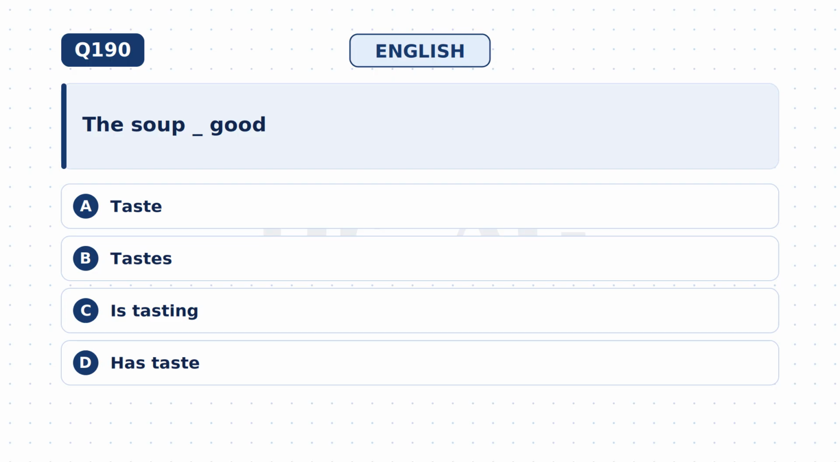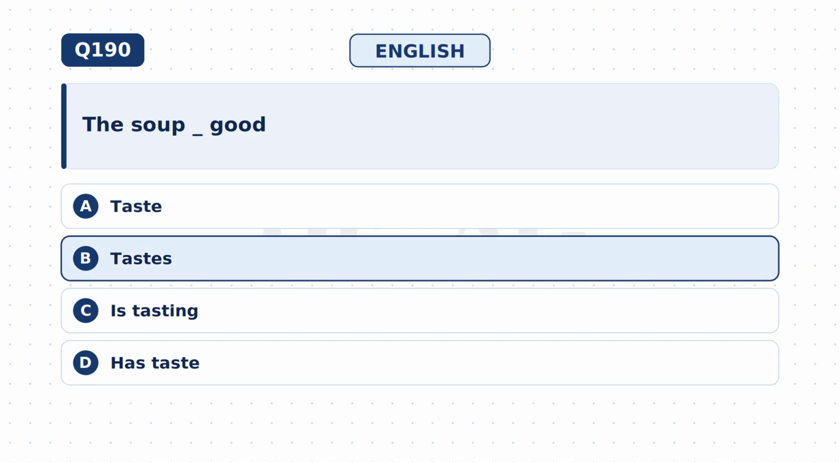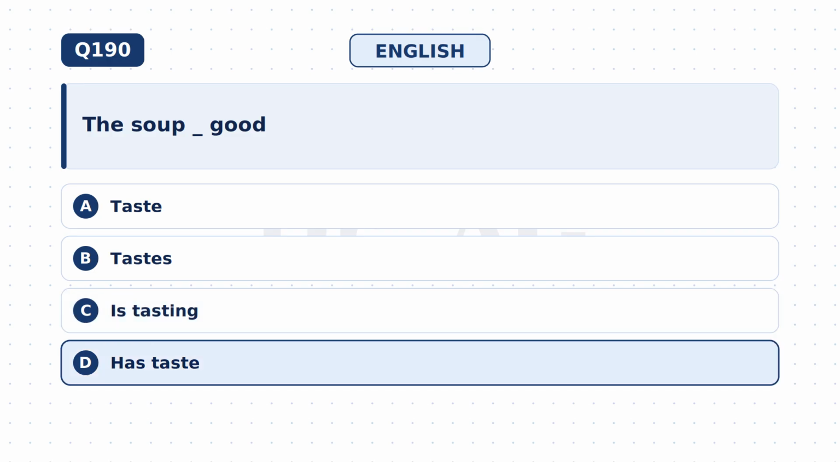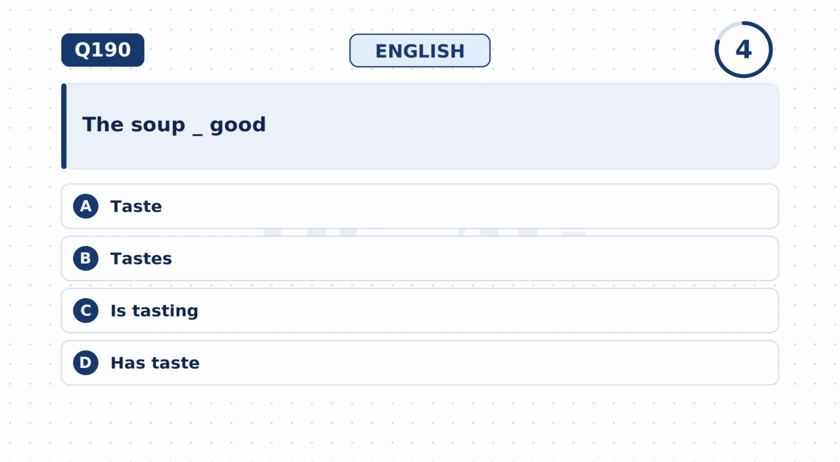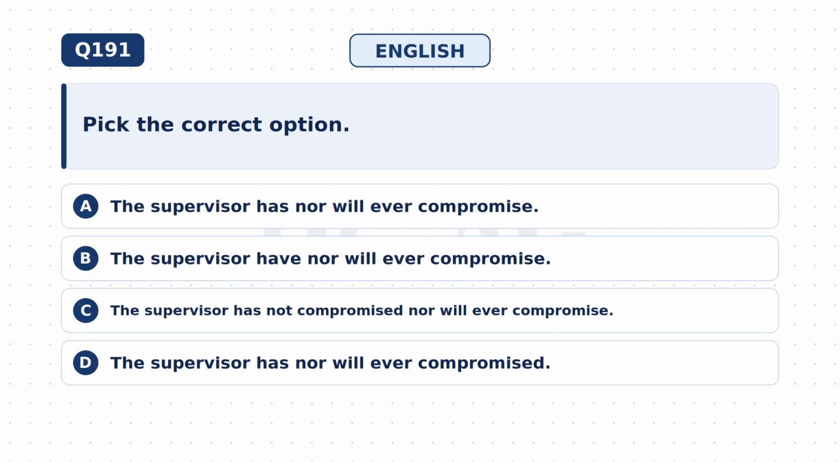Question 190. The soup blank good. Option A, taste. Option B, tastes. Option C, is tasting. Option D, has taste. The correct answer is B, tastes. Question 191. Pick the correct option.